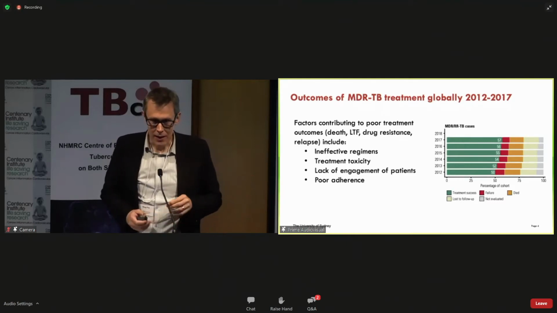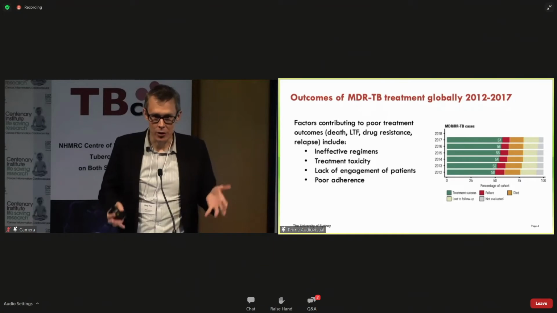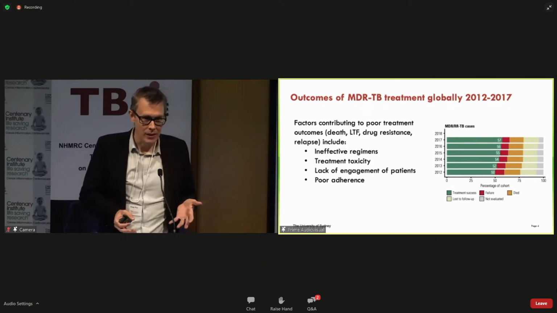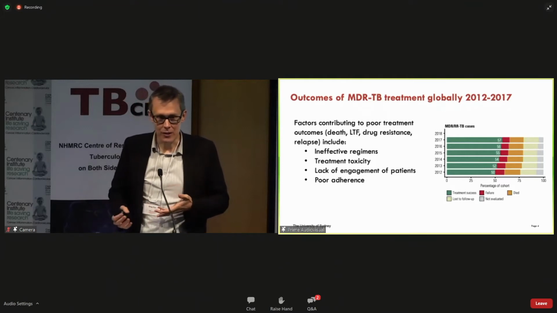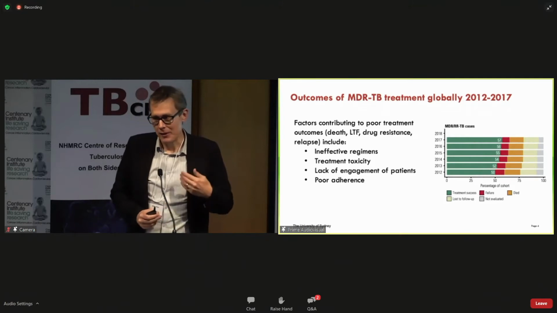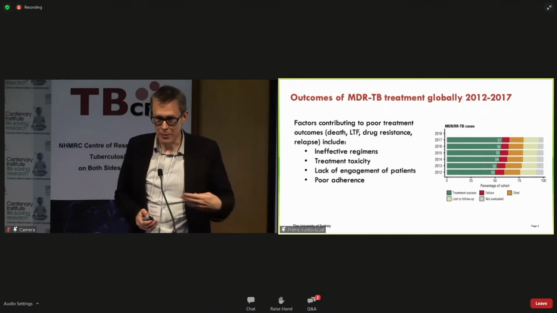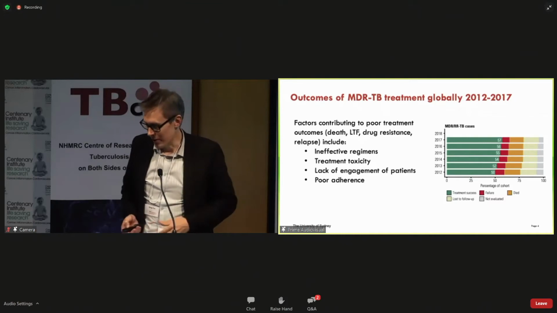And underpinning all this is that patients may actually not take the treatment that they're given. And we often blame the patients for this, but in fact, as I'll discuss in a second, it's very much about the system failing the patient and not being able to deliver the appropriate quality of care that the patients require to get them through that treatment journey.